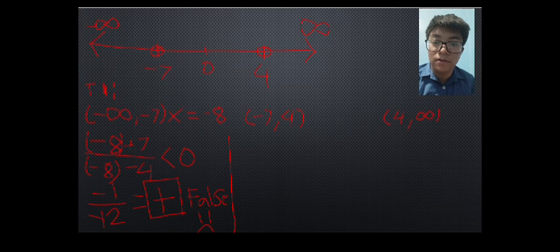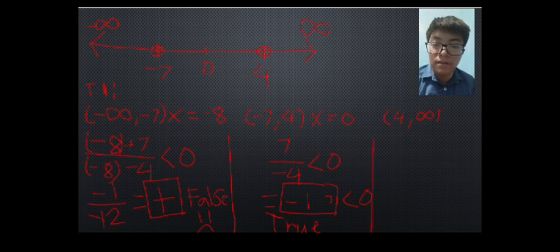So for our interval number 2, negative 7 to positive 4, let's choose 0. So it will just become positive 7 over negative 4. When we divide it, it will become 1 point something. So that is true for this interval. Okay?